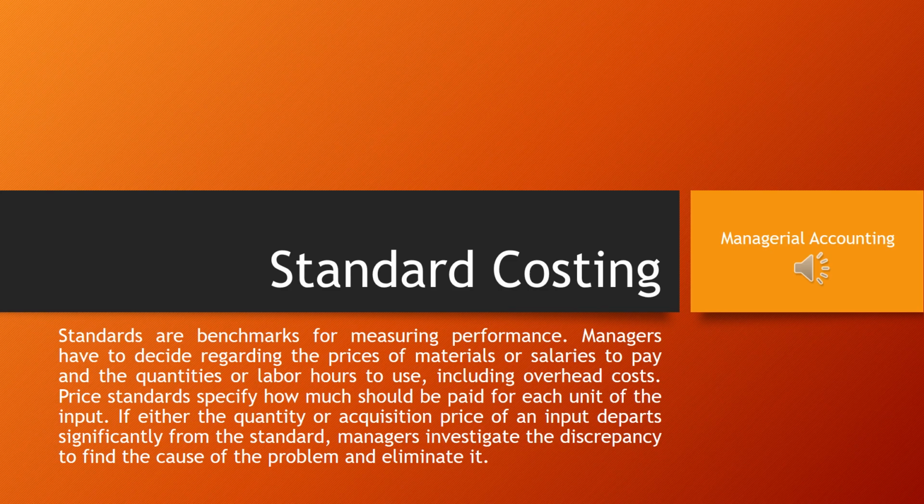So price standards specify how much should be paid for each unit of the input. So if either quantity or acquisition price of an input departs significantly from the standard, managers investigate the discrepancy to find the cause of the problem and eliminate it. So that is standard costing. They are providing benchmarks or an estimated price instead of the actual price. Then after that, they are going to compare the standard over the actual price and investigate the variances. So that's the nature of the standard costing.